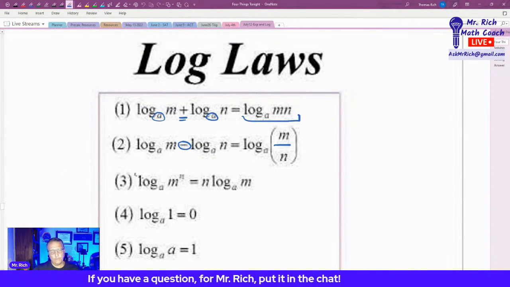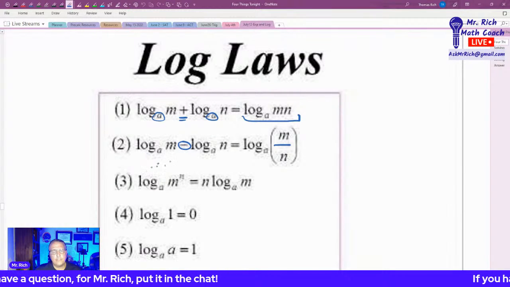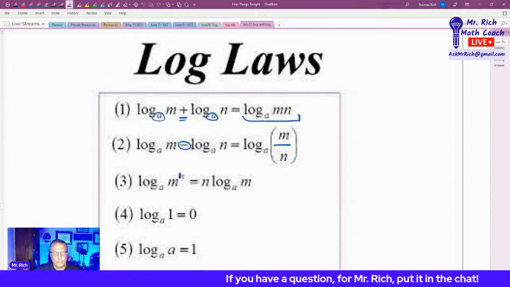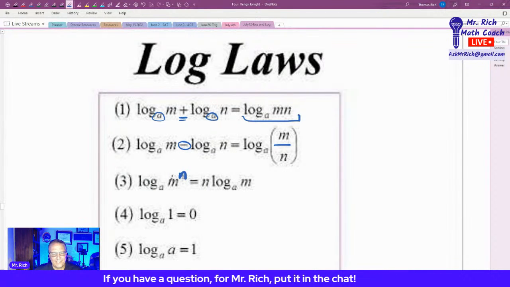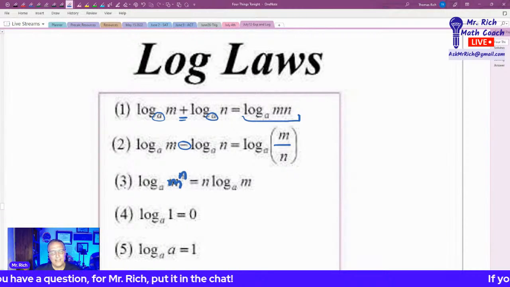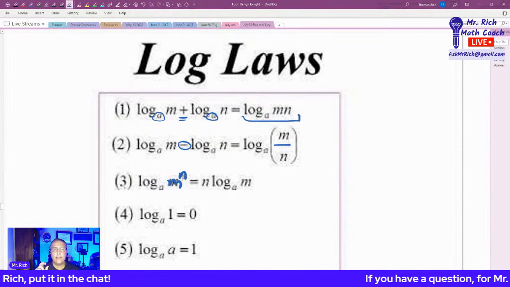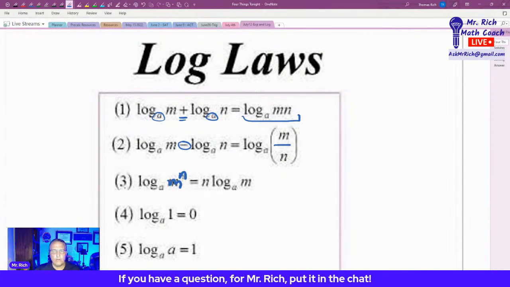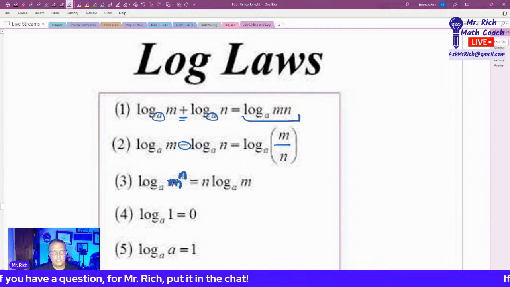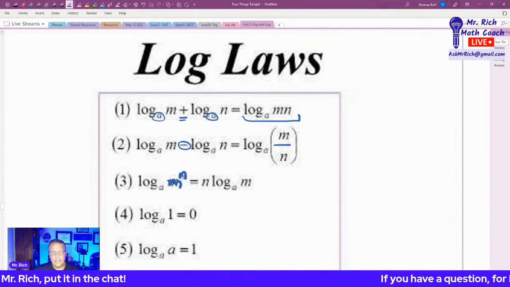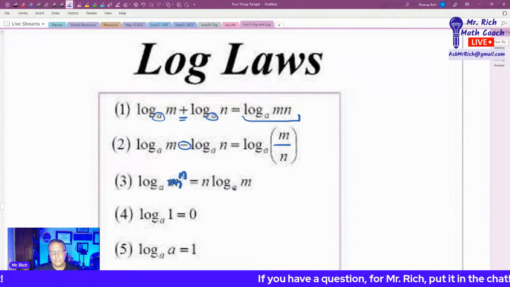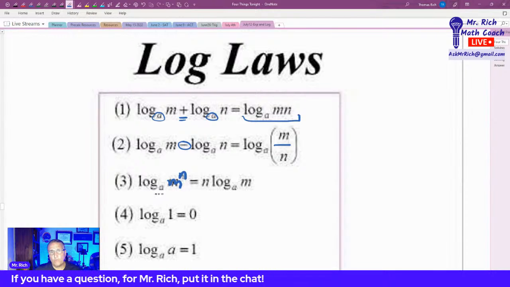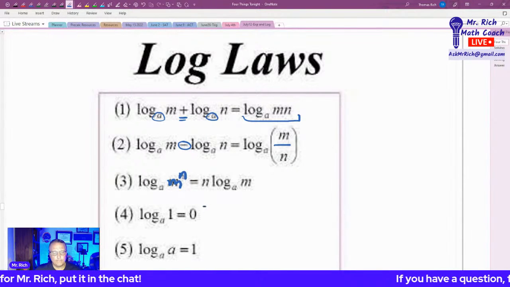This third one here is called the power rule. The power rule says that if you're taking the log, boy, that is really grainy, this is log base A of m to the n power. What you can do through this power rule is take that exponent and move it to the outside and make it a coefficient or a multiplier in front of the logarithm. So instead of log base A of m to the n, it becomes n times log base A of just m. Very powerful property when it comes to solving equations and manipulating logarithm equations.